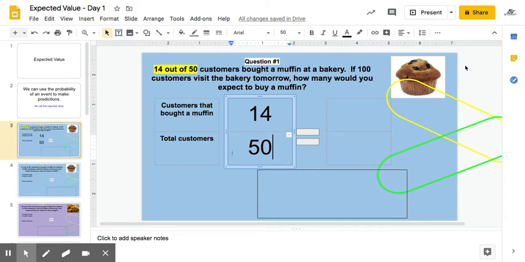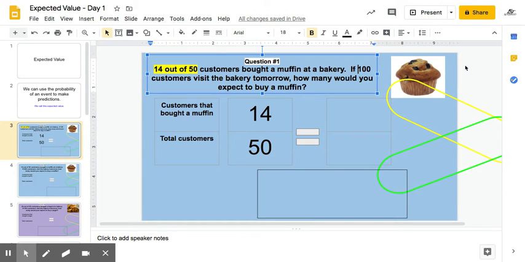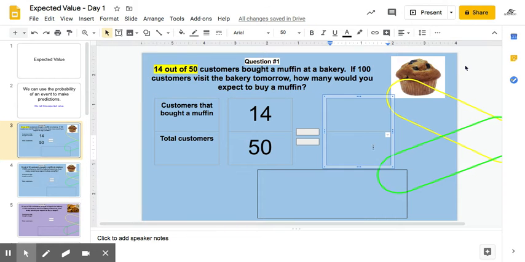Okay, guys, now I'm using this probability to predict how many customers would buy a muffin out of 100. So here I said, if 100 customers visit the bakery tomorrow, that means that is the total amount of customers that we have. So 100 is going to go in my denominator. Now, I am solving for my numerator. I want to know, out of those 100 customers, how many of those bought a muffin? We don't know, guys. That's what we're doing. That's the expected value here. That's what we're trying to figure out.